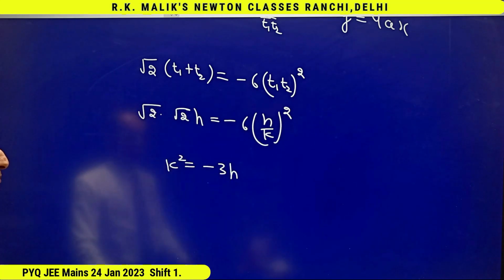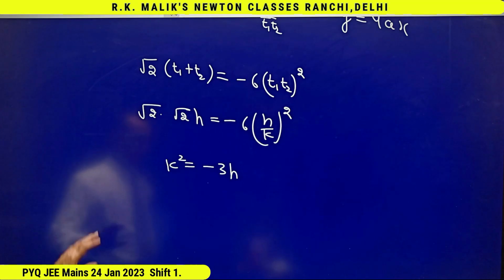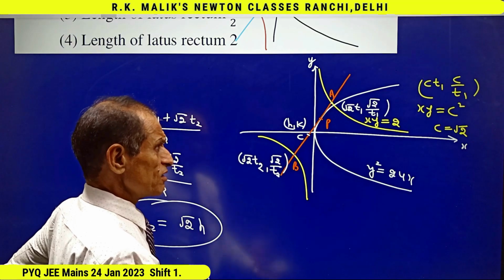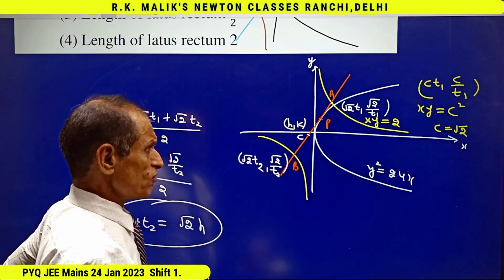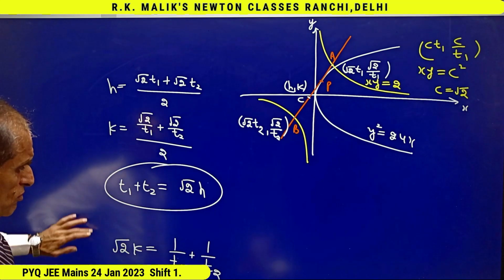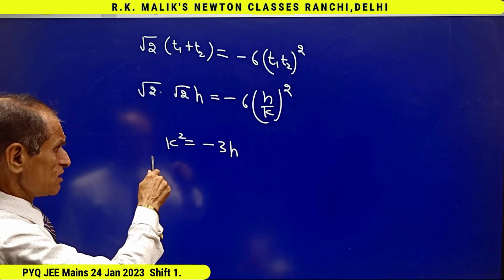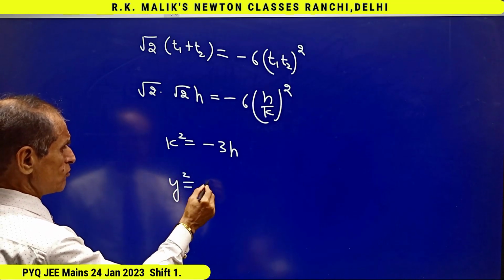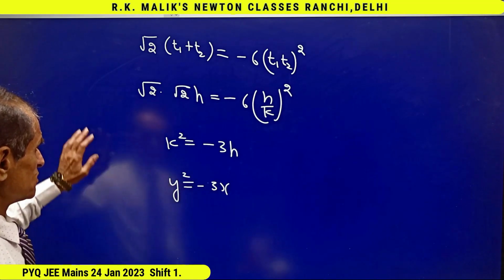We are allowed to divide by h because h is sure to be non-zero, because it is clear from the symmetry of the figure that C point can never lie on y-axis. Hence h is sure to be non-zero. Therefore, we are allowed to divide by h. I get this thing, that is the locus is y square equal to minus 3x.